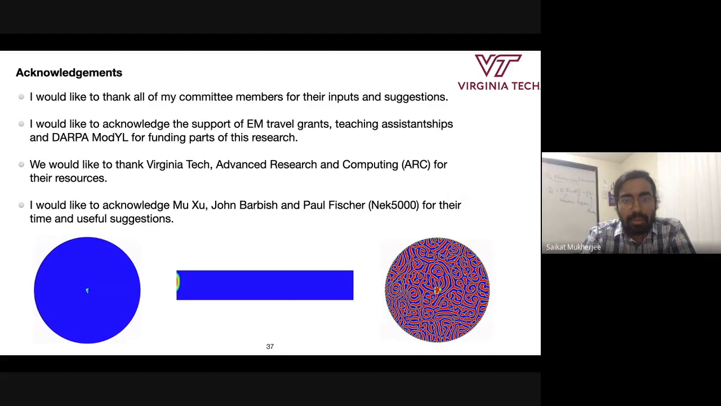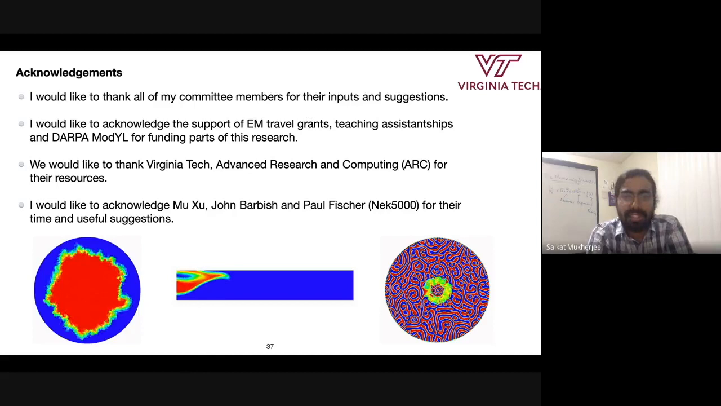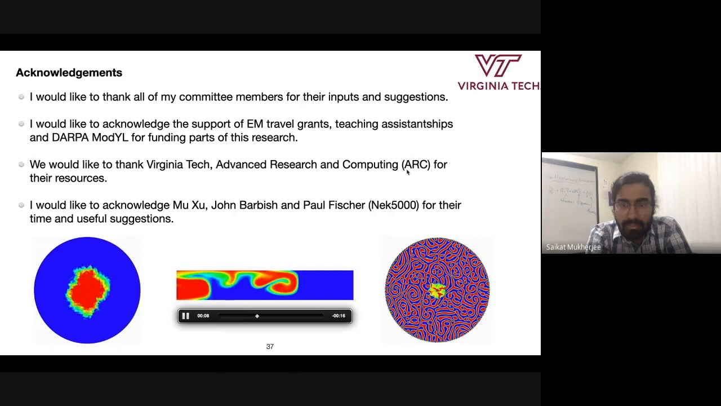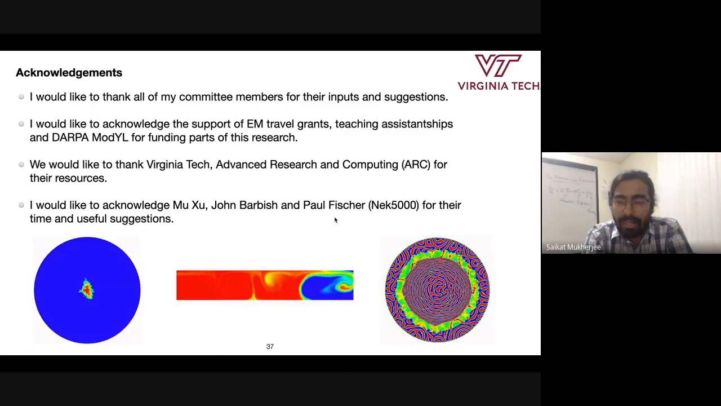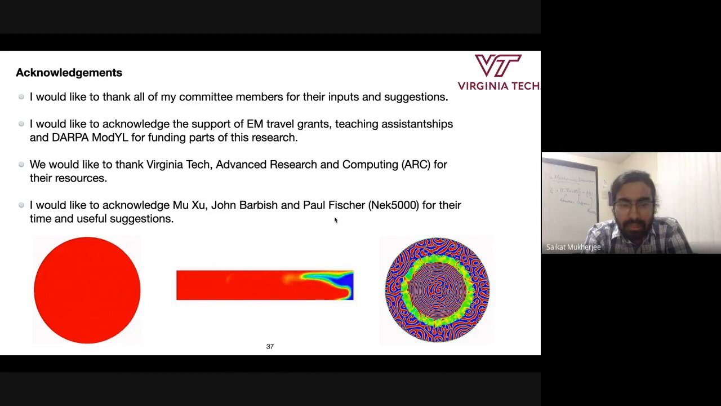So these are my acknowledgments. I'd like to especially acknowledge my department, the Virginia Tech Engineering Mechanics Department, and the Virginia Tech Advanced Research Computing. All these simulations were done on a Cray cluster with on the order of 3,000 processors, parallel processing. The capabilities of Advanced Research Computing are very, very useful.